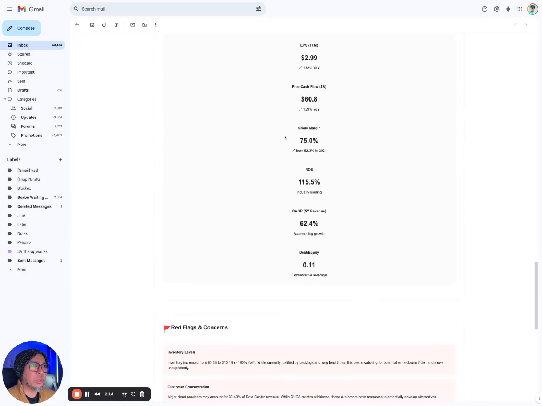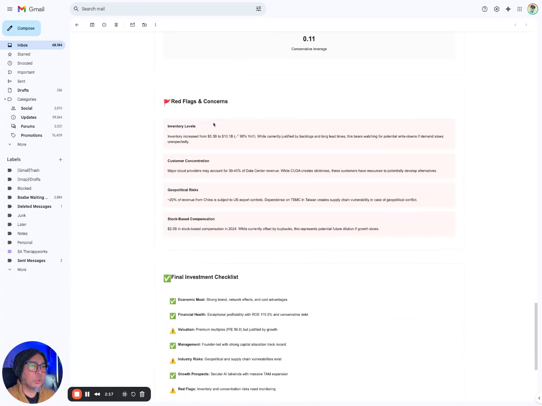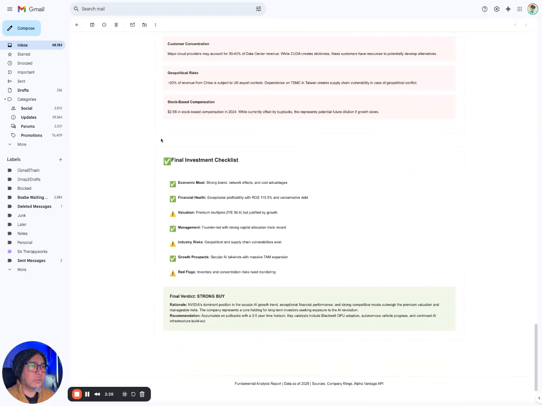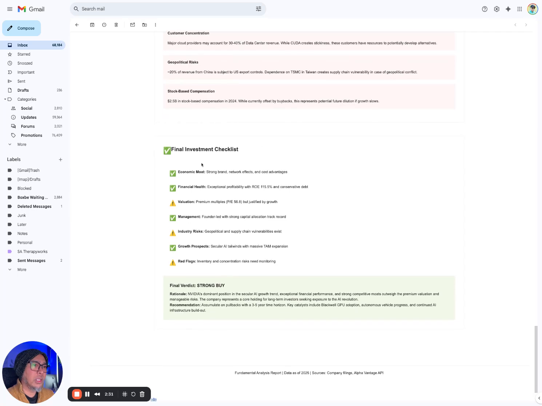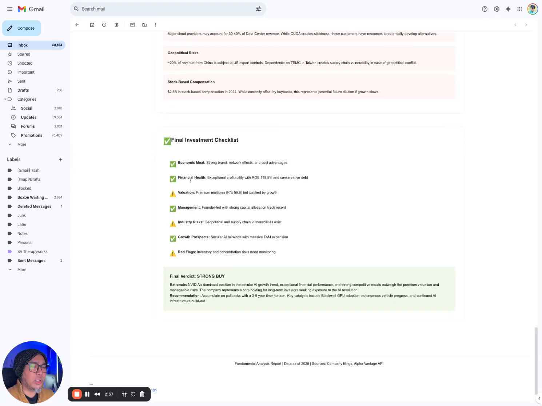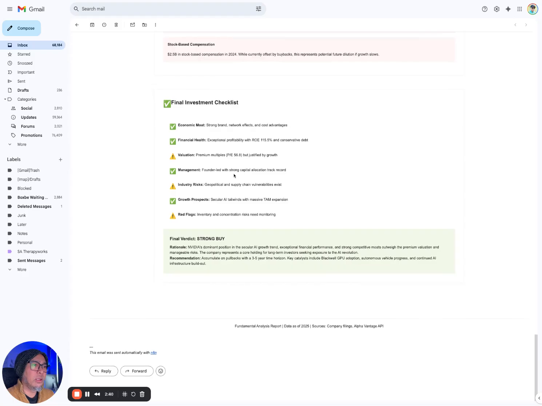So the key metrics, as we spoke about earlier, and then it gives you the red flags and concerns, like what are the possible negative effects of the current situation that may affect the company. And then it gives you a final investment checklist. Okay, so economic moat, good, strong brand, network effects and cost advantages. Financial health, exceptional. Profitability. Valuation, premium multiple, so PE is pretty high, 56.8, but justified by growth, as we mentioned earlier.